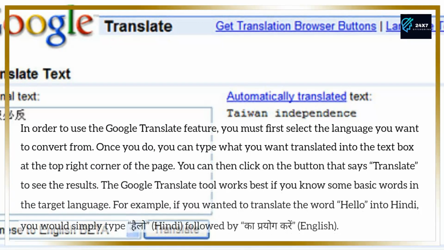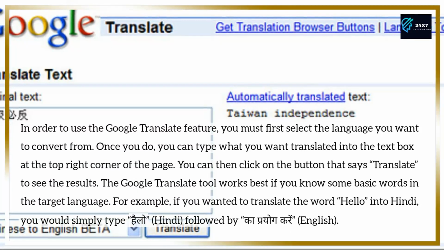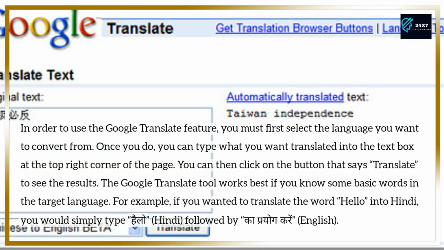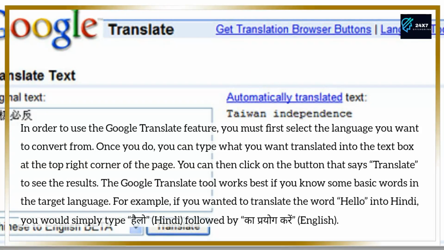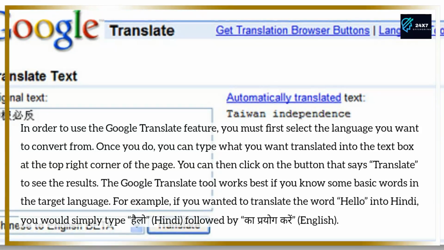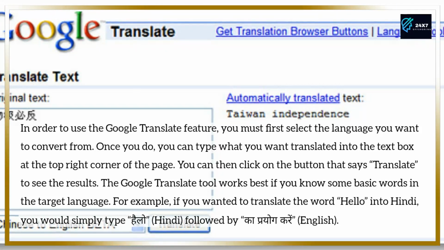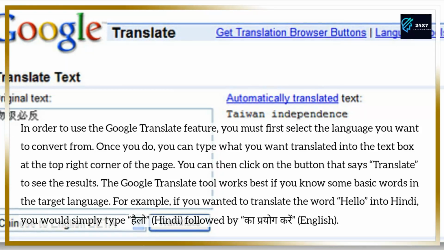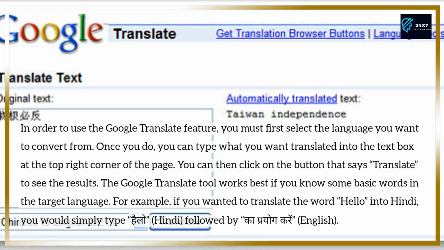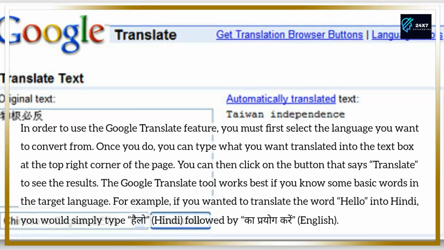In order to use the Google Translate feature, you must first select the language you want to convert from. Once you do, you can type what you want translated into the text box at the top right corner of the page. You can then click on the button that says Translate to see the results.